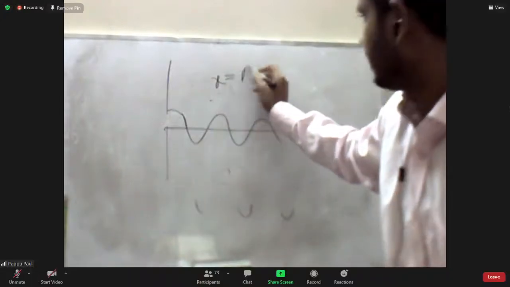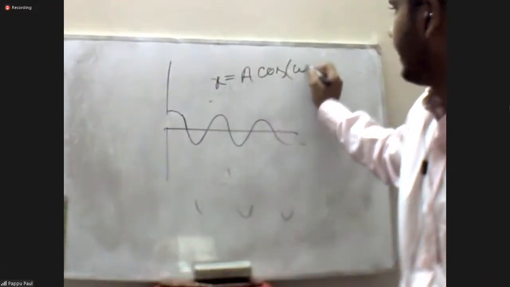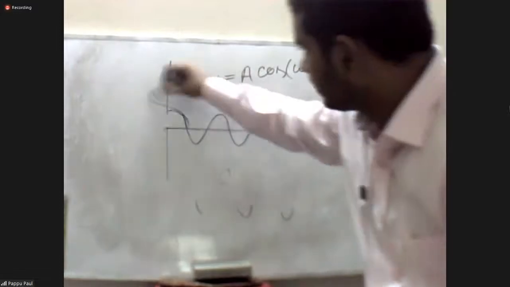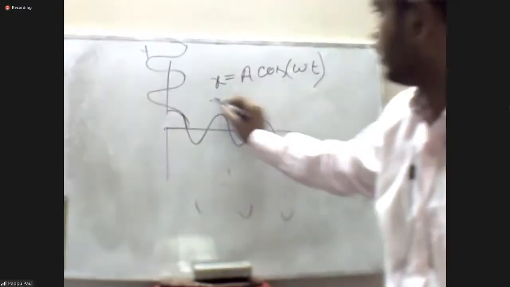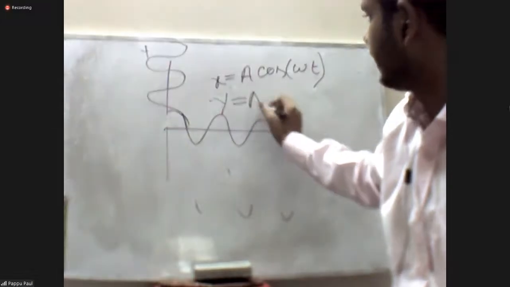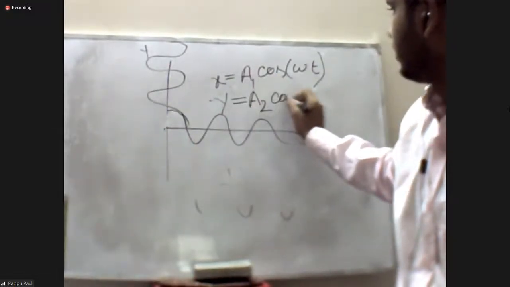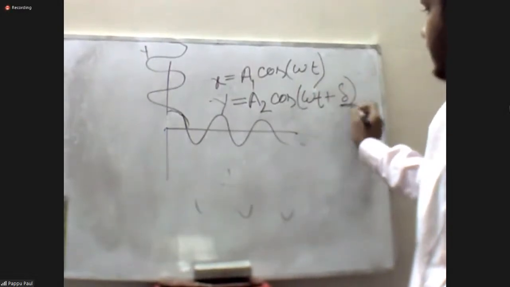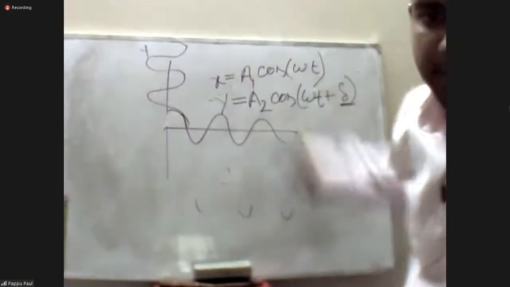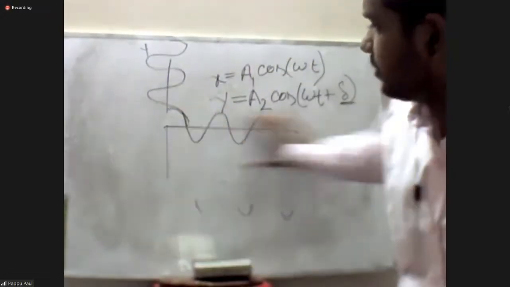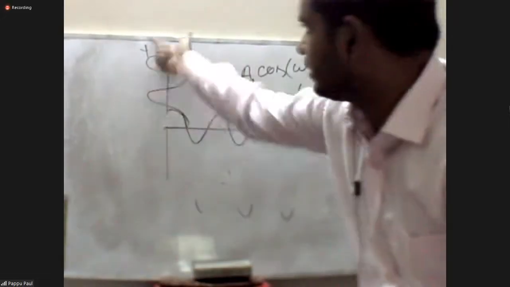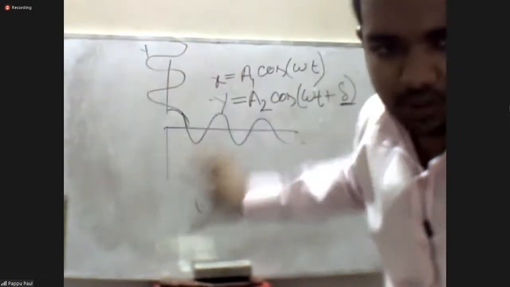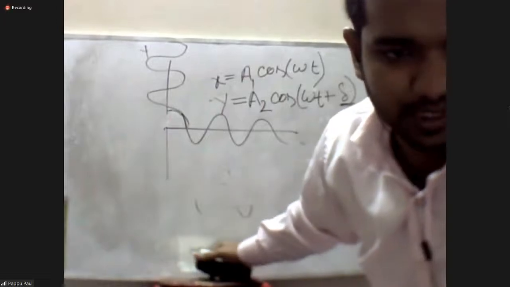X is equal to what? A cos omega t, right? And if you have another curve like this, that means in the y direction, you can write this like a2, this is a1, this is a2, cos omega t plus delta. Let's put here that delta is the phase difference between the two. One is in which direction? X direction, and another is in which direction? Y direction.